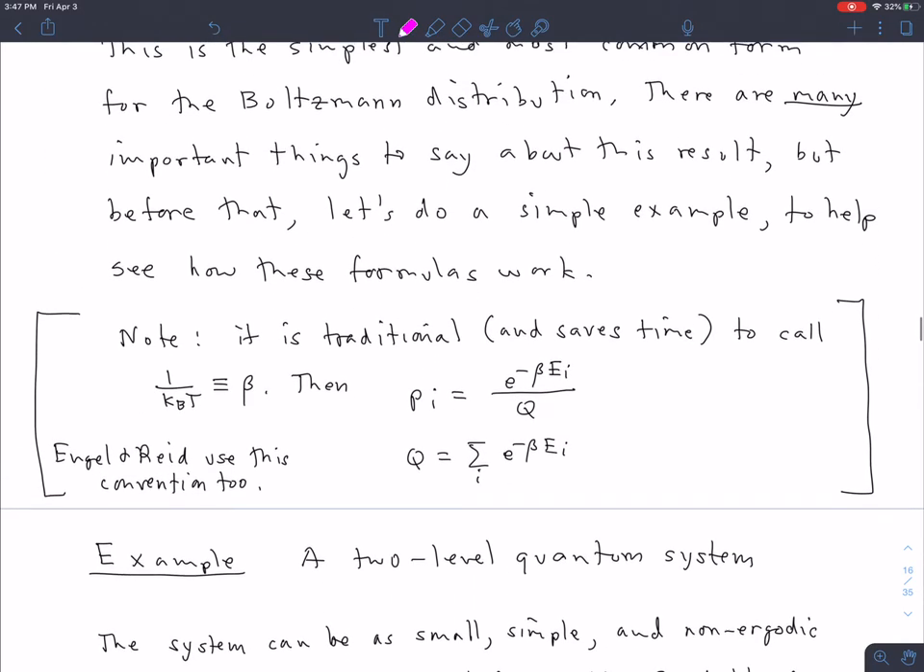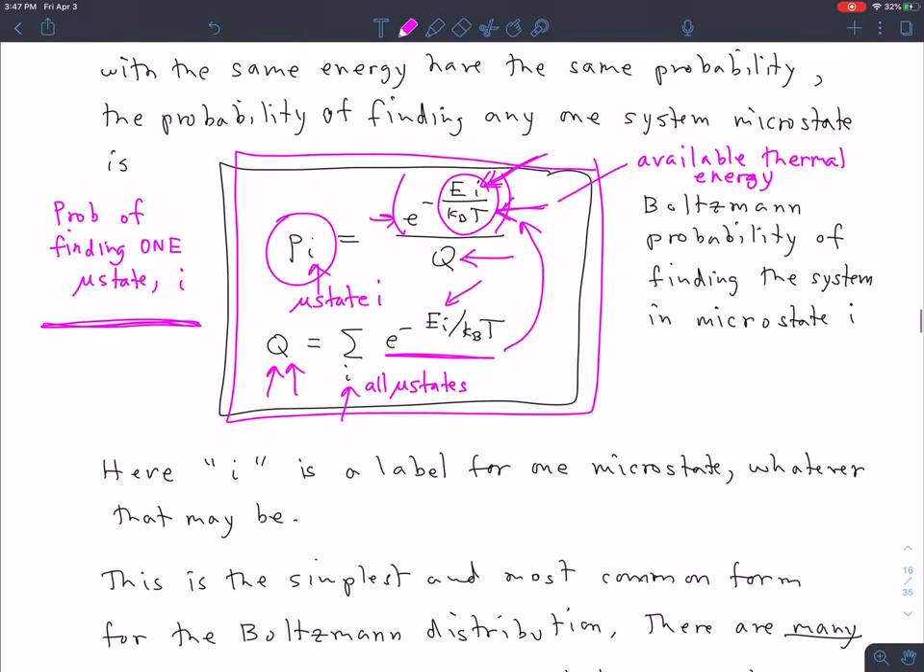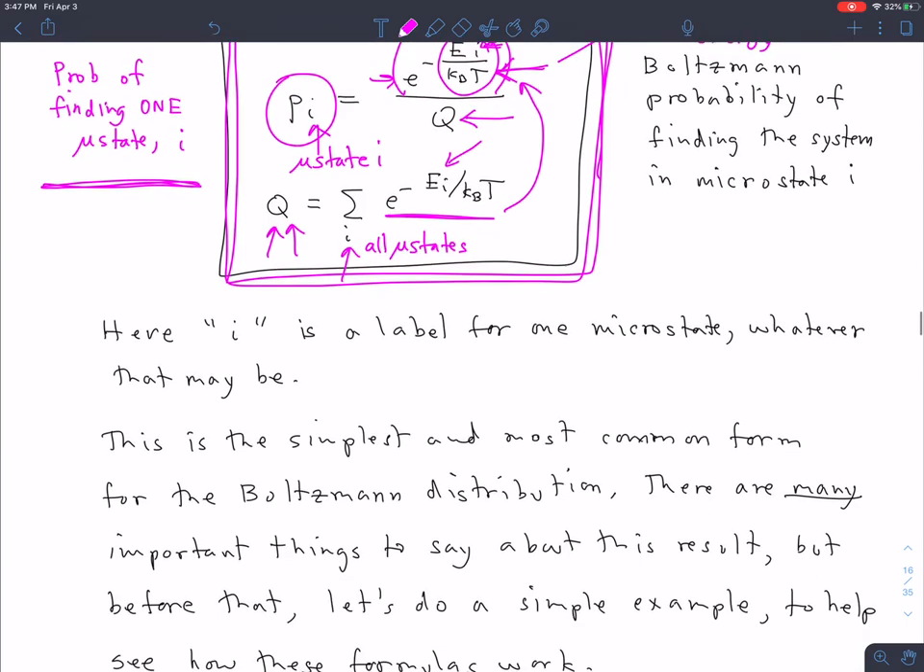There is one more comment I want to make before we do an example, and after the example I'll make a number of comments, because it's hard to overemphasize the importance of this result. It's a relatively simple result once you see how it works, and it applies just absolutely everywhere and explains much of thermodynamics.